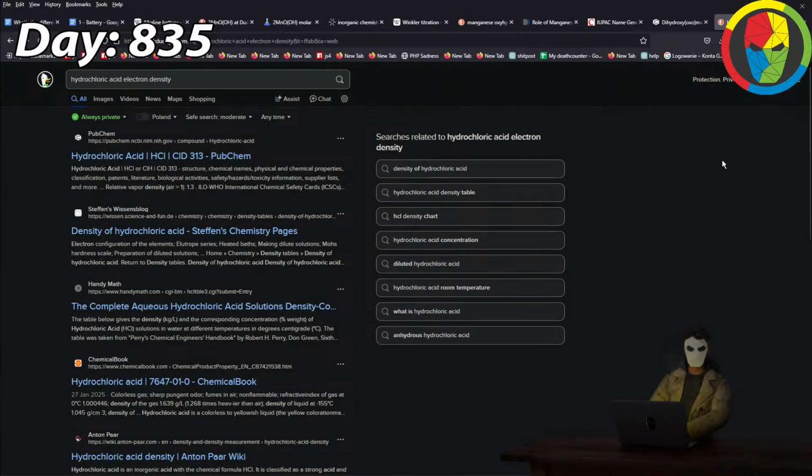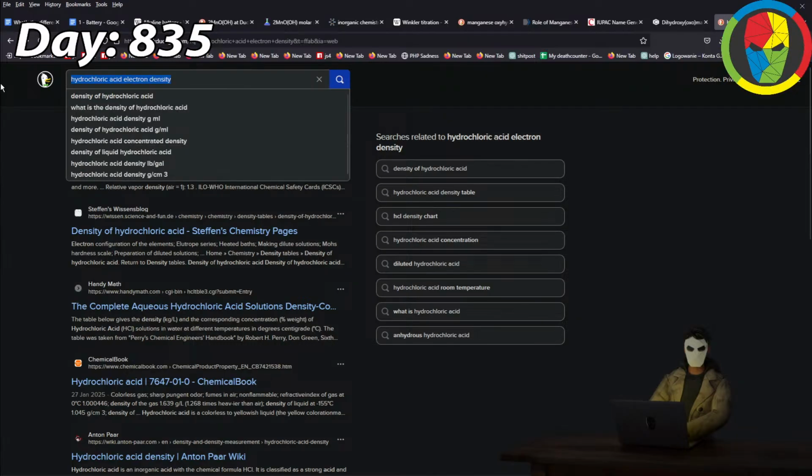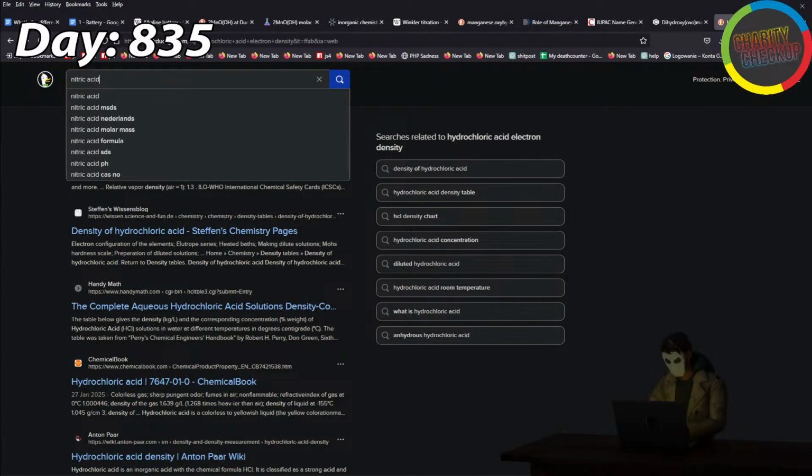Nitric acid. I don't know much about nitric. I have made some nitric acid in the past, but not in any quantity, only as an experiment for explaining what acids are all about. Nitric acid.